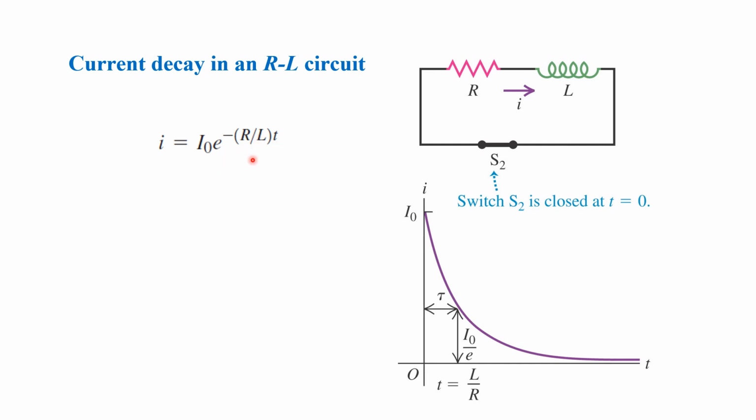You have here an exponential term. And if you're going to graph the current decay, this is how it looks. You have an exponential decay of your current, which is asymptotic with your time axis. So this is again exponential decay because of the exponential term in your equation here. This is your current decay in your RL circuit.